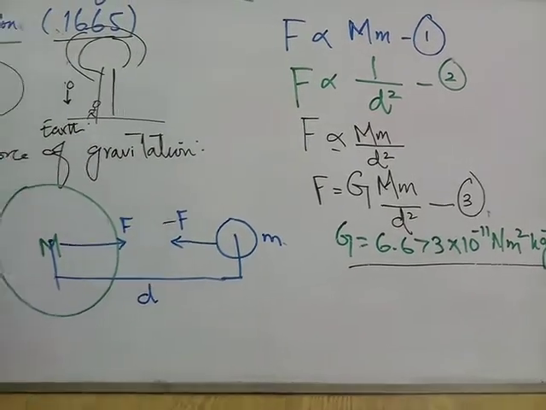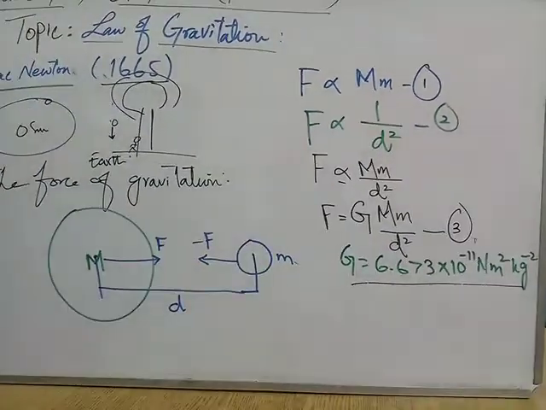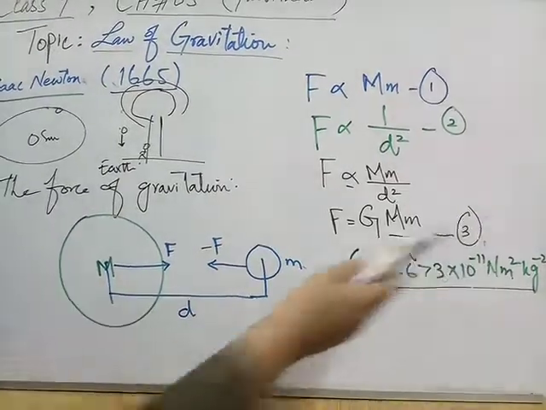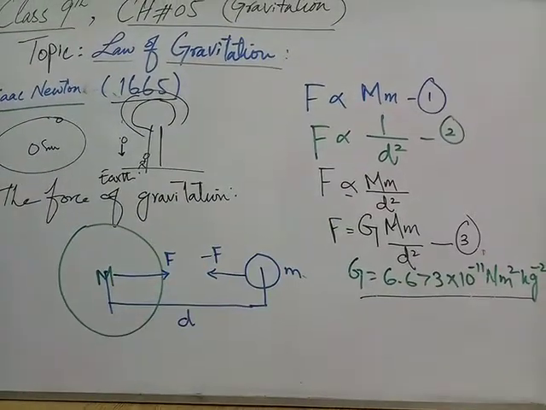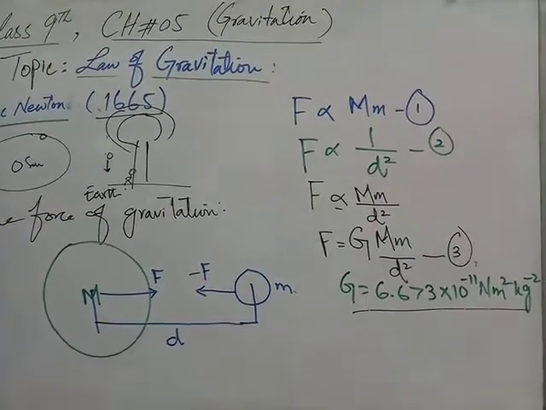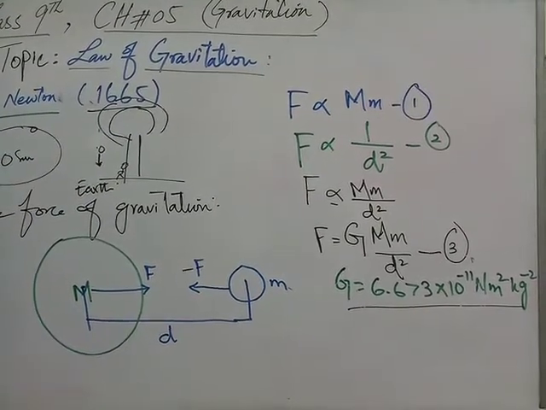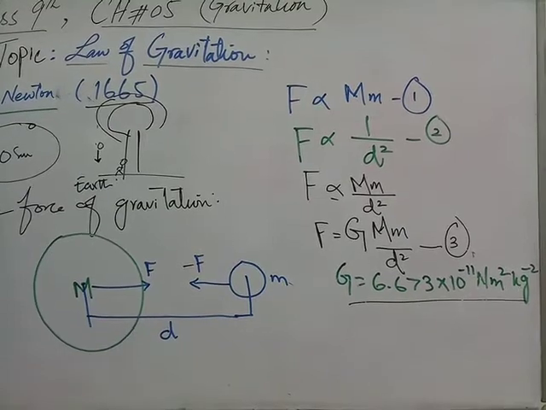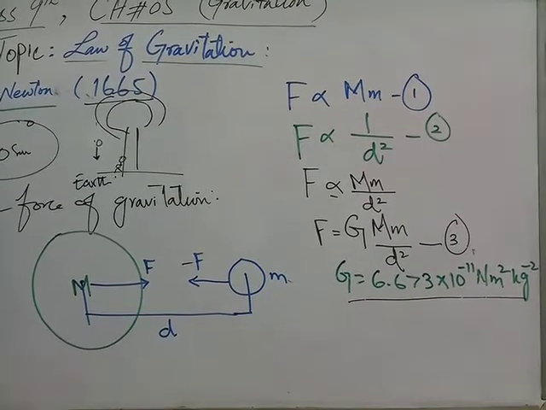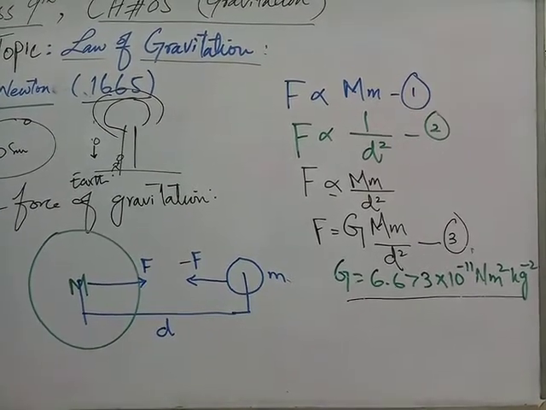You can see from here, 10 raised to the power minus 11. Due to this small value of G, the gravitational force of attraction between objects around us is very small, and we do not feel it.